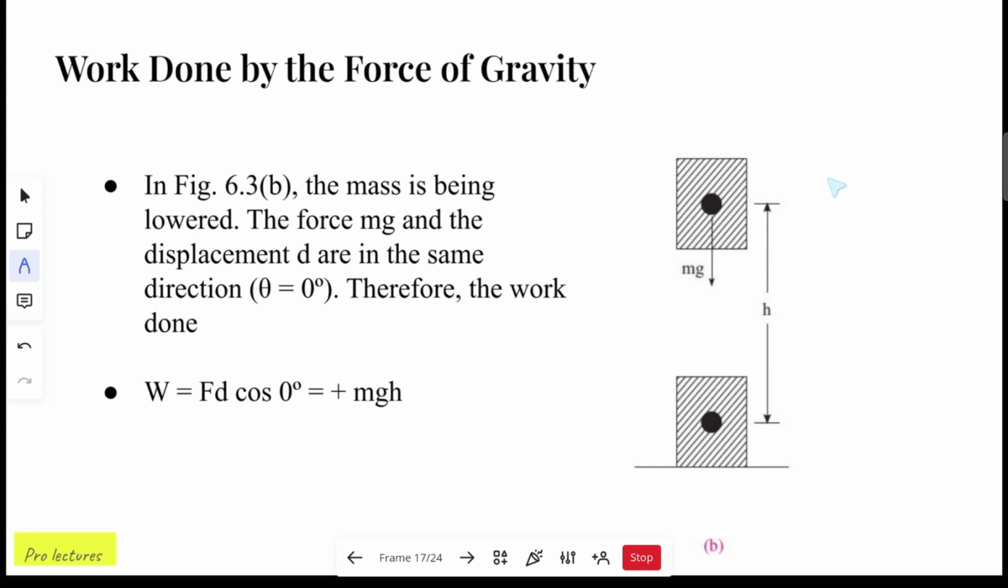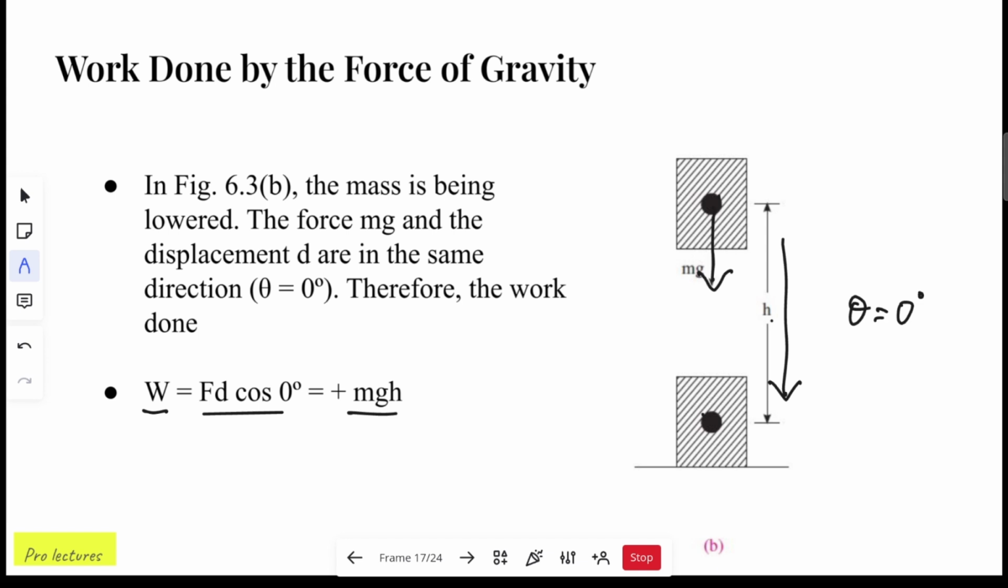Well, in the case of object falling down, this object is lowered down by the height h. So here also the weight acting downwards is mg. Displacement is also in this direction, height h. So in this case, the mass is being lowered. So the force and displacement are in the same direction. Therefore, theta is 0 degree. Work done is Fd cos 0, positive mgh.